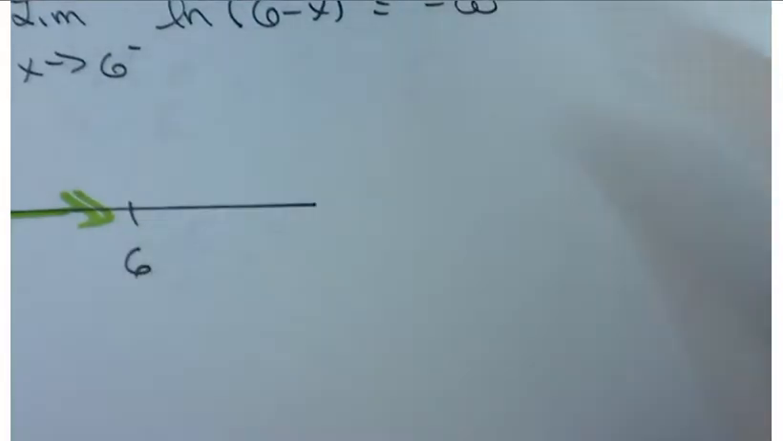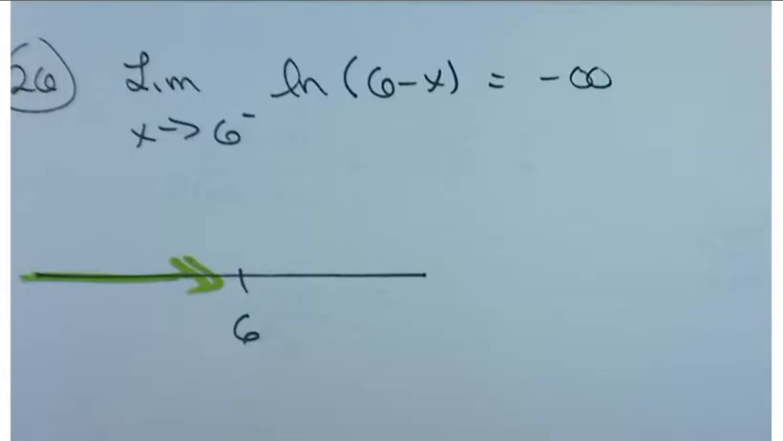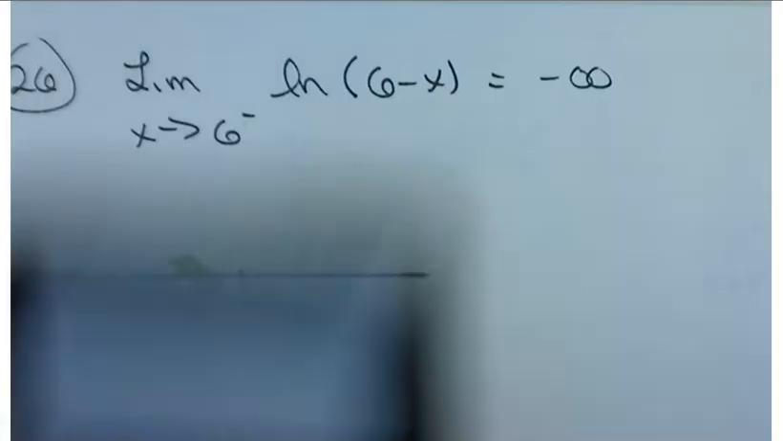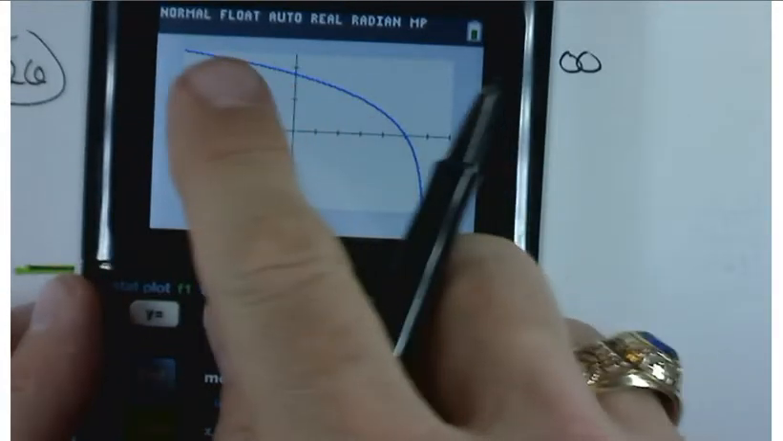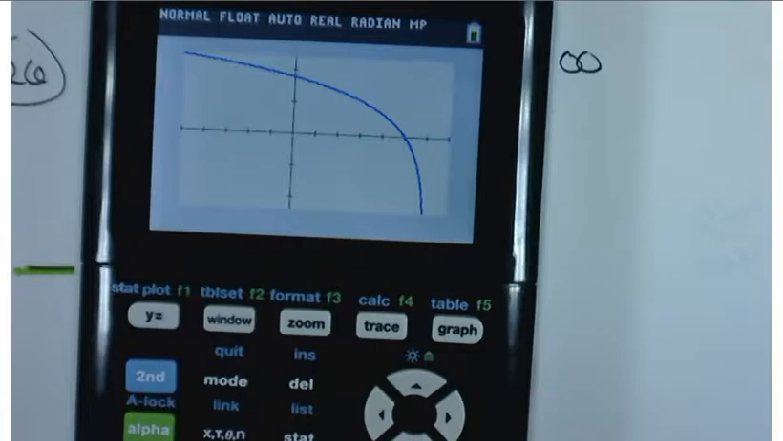Bottom line here, the answer should be -infinity as x approaches 6 from the negative side. Looking at the graph, as you approach 6 from the left, that's heading down towards -infinity. Yeah. My calculator would not draw the whole graph all the way down. Might have to do with your window setting.